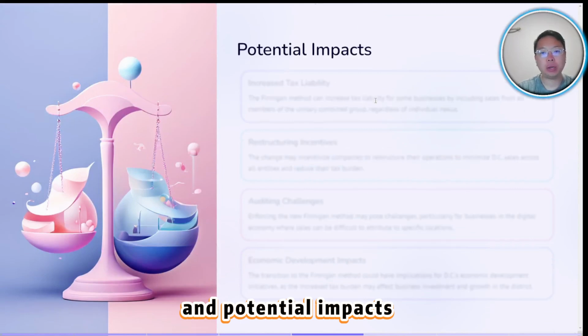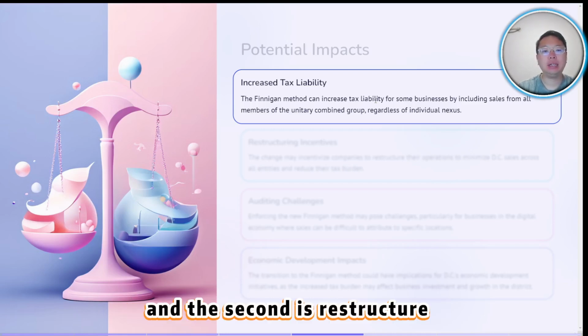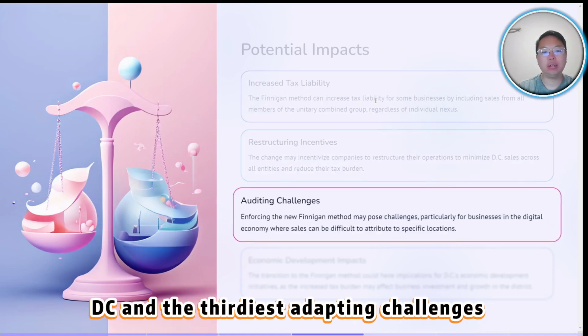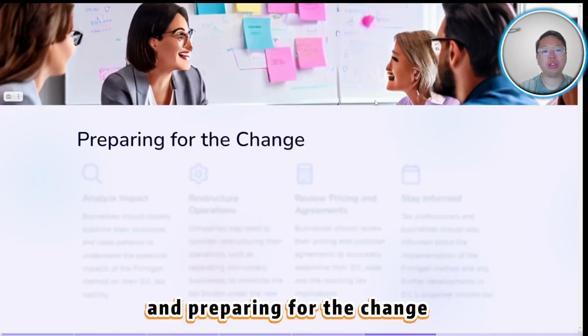And potential impacts. The first is increased tax liability, and the second is restructuring activities, and the third is adapting challenges, and the fourth is economic development impacts and preparing for the change.